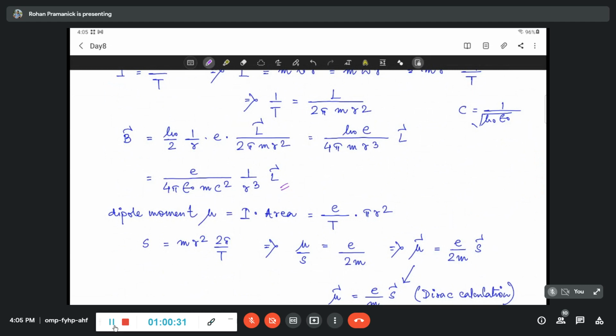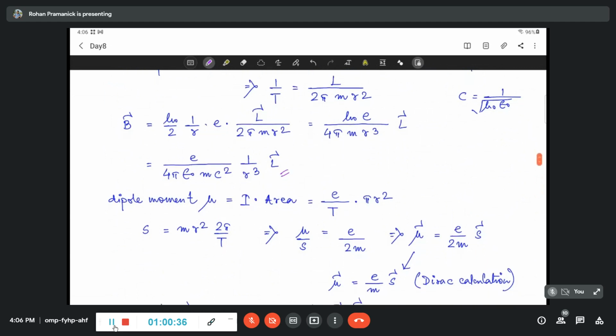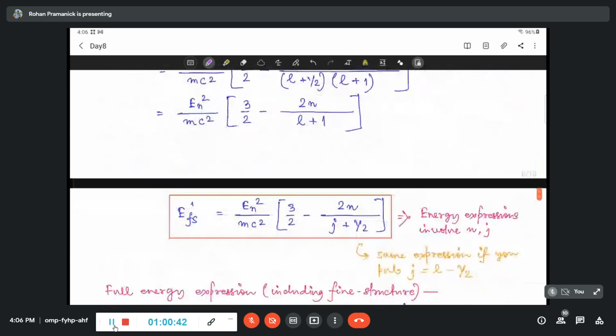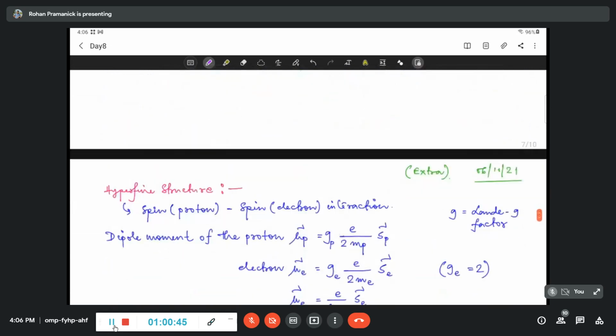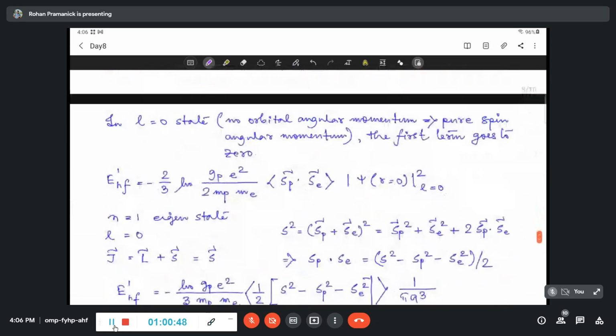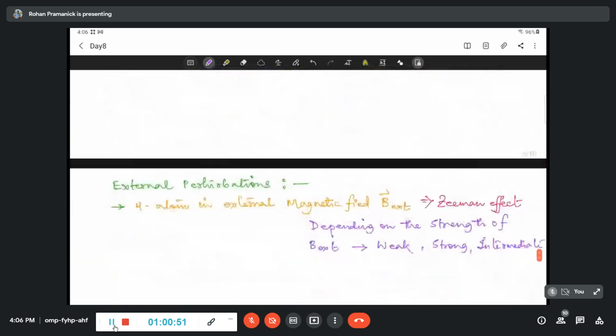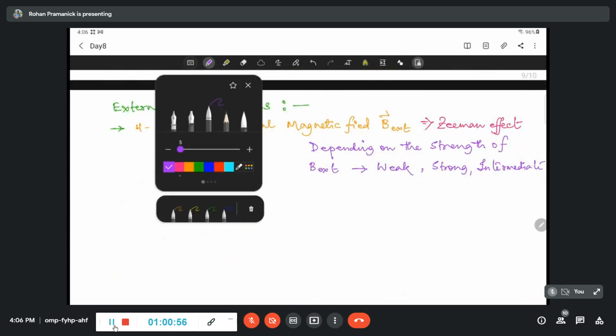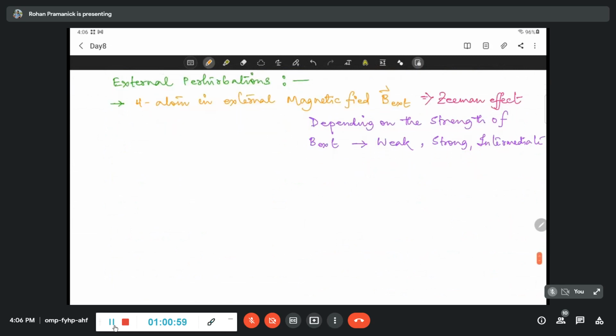And in the intermediate case, this B is comparable to the external magnetic field, and then you have to do both treatments, for weak and strong Zeeman effect. So there are three kinds of Zeeman effect that I briefly wanted to mention. So this is the hydrogen atom in the external magnetic field, and there is also the hydrogen atom in an external electric field, that is known as the Stark effect.